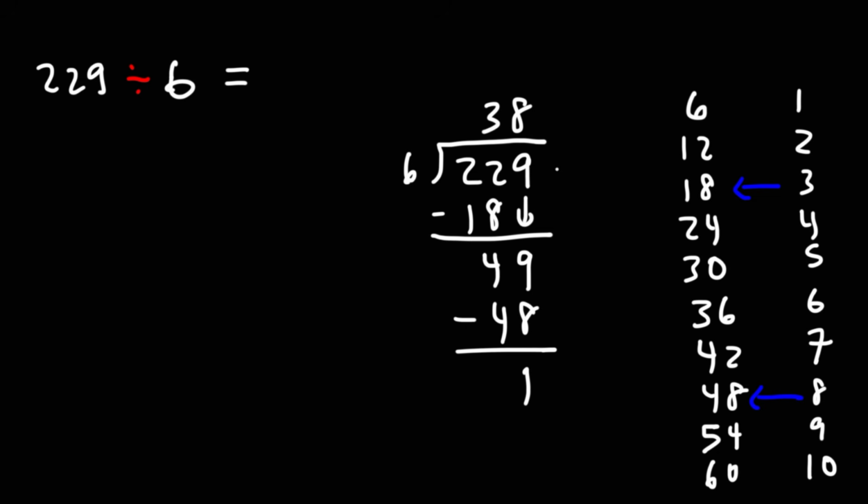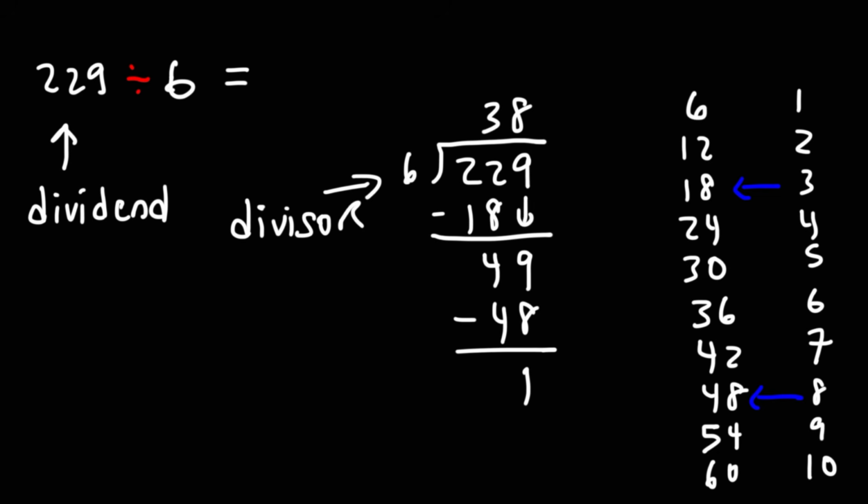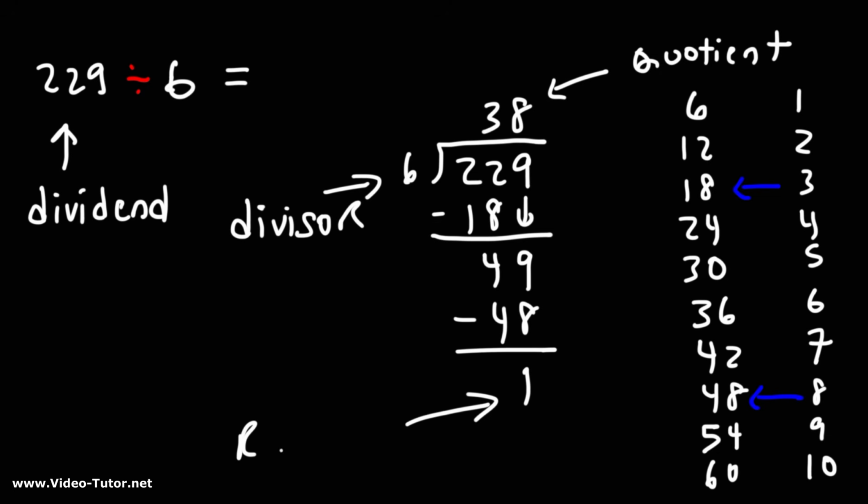So 229, that is the value of the dividend. 6 is the value of the divisor. The number on top, that is the quotient. And the number on the bottom is the remainder. So 229 divided by 6, we can write that as 38, remainder 1. That is the answer.